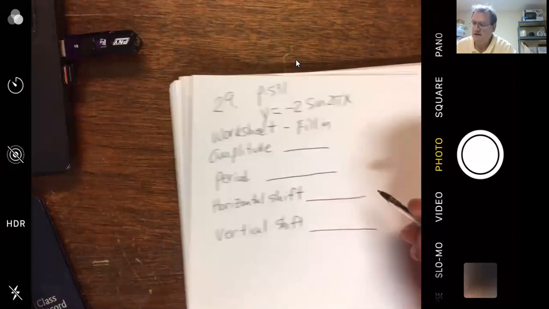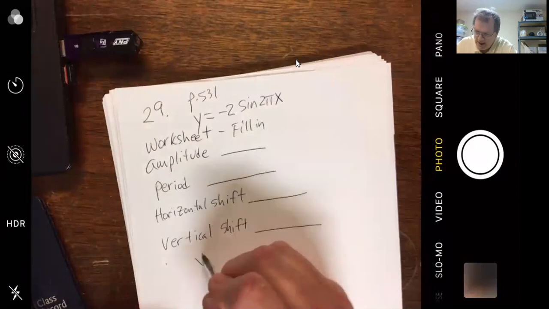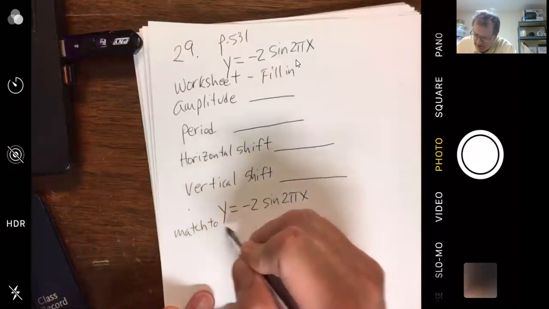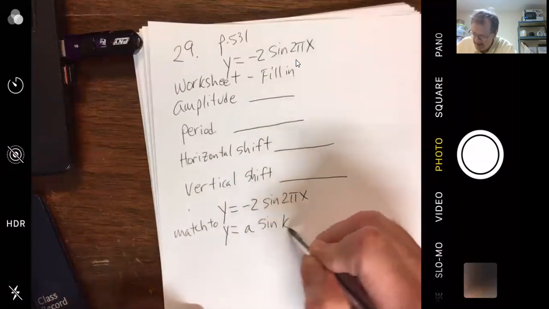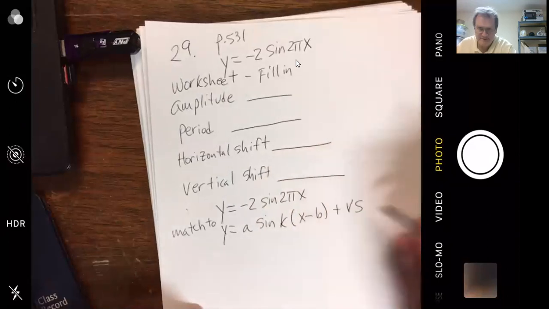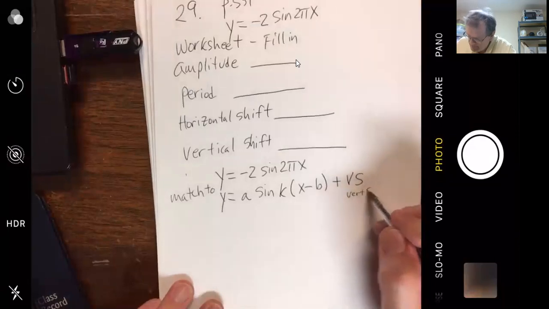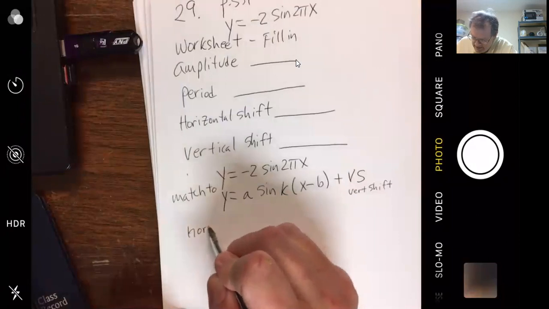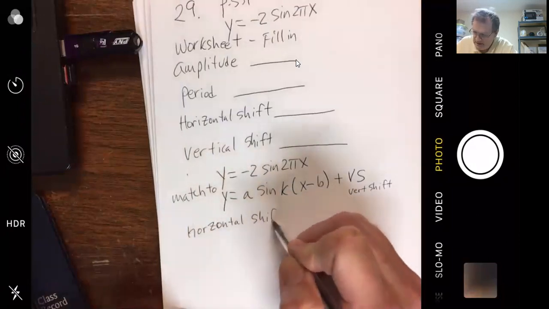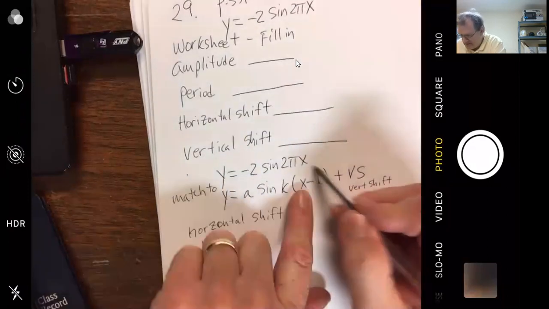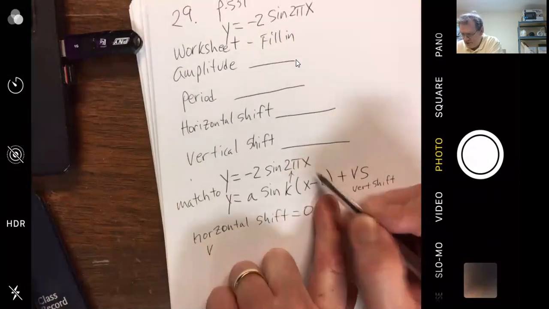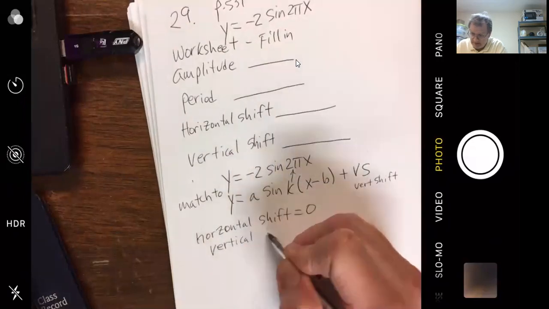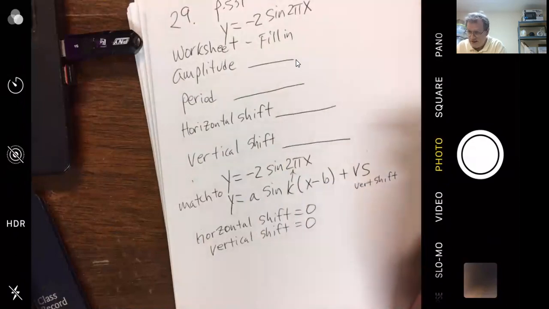All right. These two are easy. Okay, you got y equals -2 sine of 2 pi x. You're going to match to y equals a sine of k, x minus b, plus vertical shift. And that's vertical shift. All right. Horizontal shift equals 0. Vertically, you tell there's nothing added on in this parentheses. Your k is 2 pi. You got your x. There's no minus b up here, so you're minus 0 plus 0 in effect. So your vertical shift is 0. So both of these are 0.